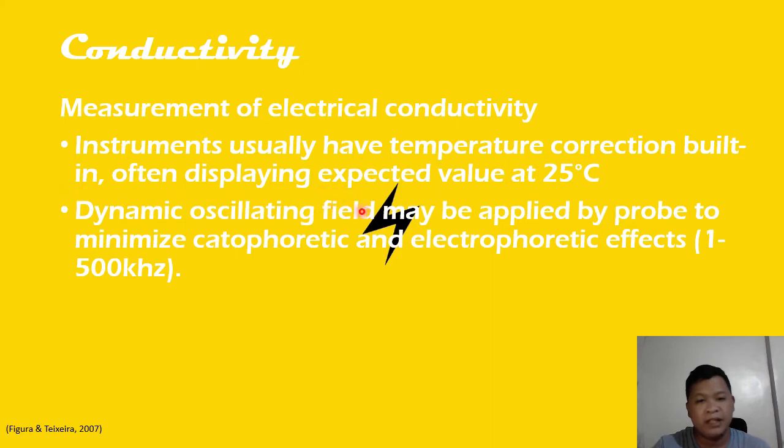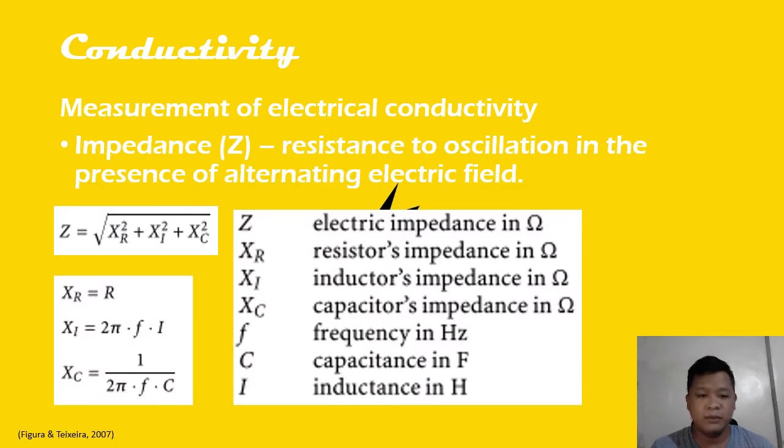Then as mentioned before, we can use a dynamic oscillating field to minimize the cataphoretic and electrophoretic effects in your measurement. And this is done through the application of oscillation from 1 to 500 kilohertz na pag-change ng direction ng field. So you may also have heard of the term impedance, which is simply defined as the resistance to the oscillation in the presence of an alternating magnetic field, which would obviously be of use for us when we are using oscillating magnetic fields.